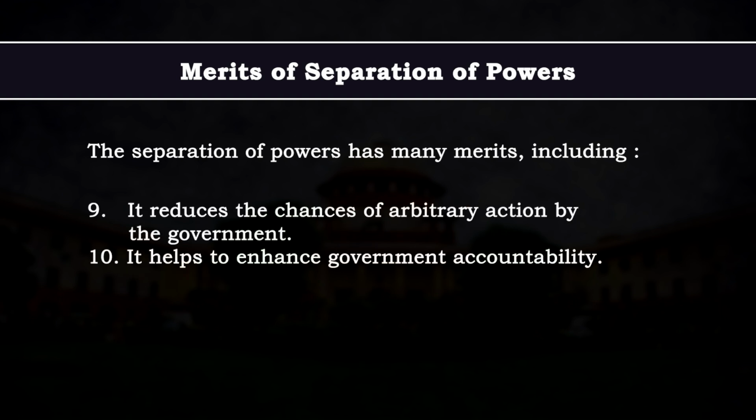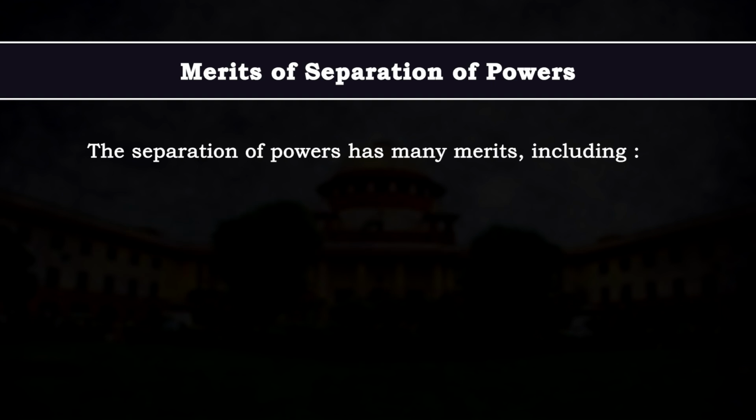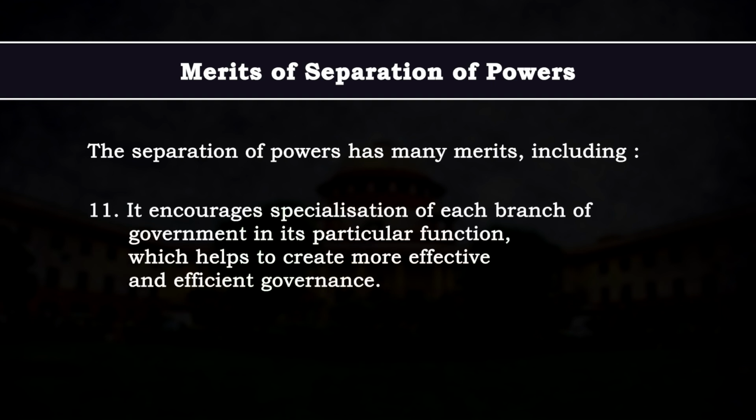Number nine, it reduces the chances of arbitrary action by the government. Number ten, it helps to enhance government accountability. And last one, it encourages the specialization of each branch of the government in its particular function, which helps to create more effective and efficient governance.